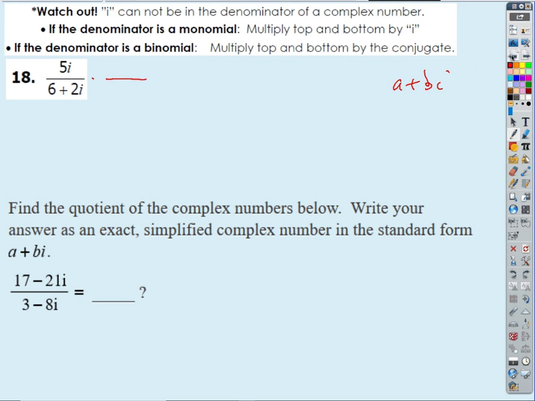Well, what's the complex conjugate of the denominator? 6 minus 2i. Oh, what do you know? It says it right there, doesn't it? There you go.